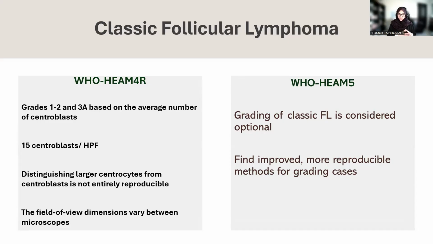The difference between the old WHO classification and the updated 5th edition is that the grading of follicular lymphoma is considered optional, as it was found that grade 1, grade 2, and grade 3A all have good prognosis, and it doesn't really matter if you grade them or not, so you can lump them all together under classical follicular lymphoma. However, speak to your oncologist, see what they would rather have in the report, and give them that information. Personally, I give them both classifications, the ICC or the old WHO classification and the updated 5th edition.